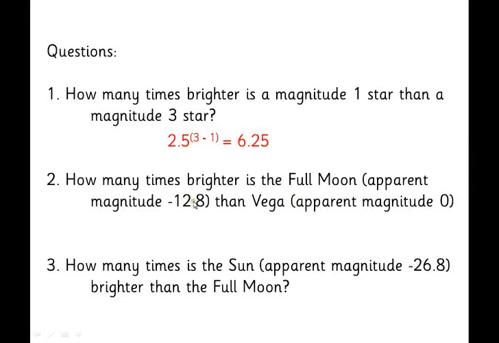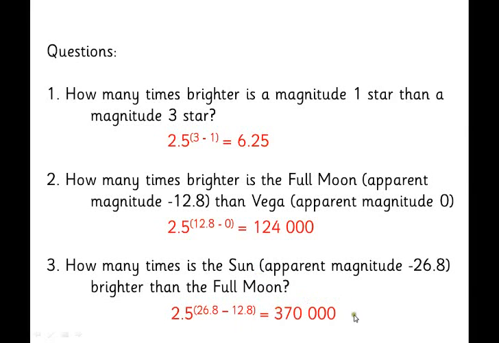Okay, if we compare the full moon, which has got an apparent magnitude of minus 12.8, notice a negative number here means it's very bright in the sky, compared with Vega, which has got a magnitude of approximately 0. If we do the maths on there again, the difference of 12.8 means it's 124,000 times as bright. So it only goes from 0 to 12.8. It doesn't look like that much of a change maybe. That's 124,000 times brighter. If we compared the Sun with the full moon, we've got a difference from minus 12.8 to minus 26.8, so it's 14 magnitudes brighter. Okay, 2.5 to the power 14, it's 370,000 times brighter in the sky than the full moon.